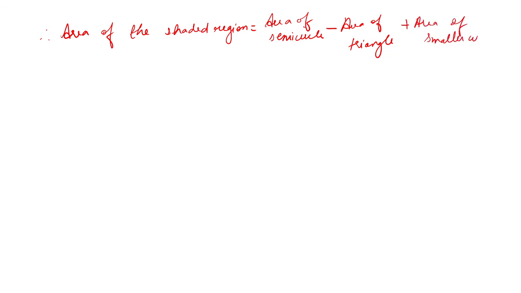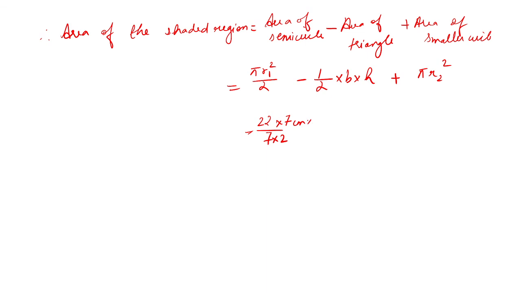Okay, smaller circle. Now area of semicircle is going to be pi r squared by 2. Area of a triangle, since we know the base and height, we can use half into base into height. Plus area of a smaller circle is going to be pi r2 square. Okay, so pi 22 by 7 into 2. The radius is going to be 7 centimeter into 7 centimeter minus half. The base is given as 14 centimeter, height is given as 7 centimeter, plus 22 by 7. The radius of the smaller circle is 3.5 into 3.5 centimeter, okay? Don't forget here, below this centimeter.